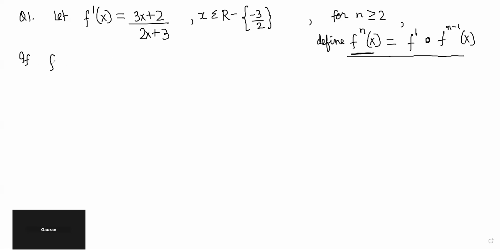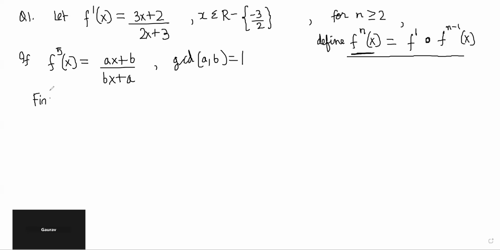If f5(x) is equal to (ax + b)/(bx + a), and GCD of a and b is equal to 1, find a plus b. Write down this question and you need to try it later.